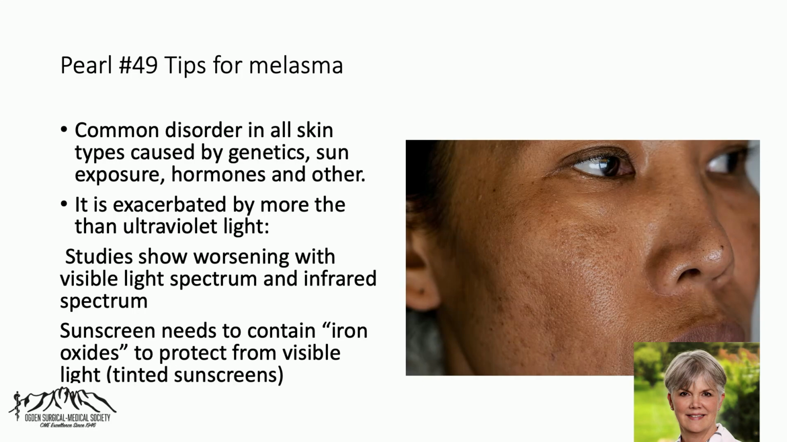Tips for melasma. Melasma, which is common, we always thought of as coming from the sun and hormones, but in fact it also comes from the visible light spectrum and from infrared light. So if you have a very hot job, or if you work in very bright lights, your melasma can get worse even if it's not ultraviolet. At best right now, besides treating them, we tend to tell these patients to buy tinted sunscreens, because there is iron oxide in the tint, and it helps to keep the visible light from penetrating the skin. So it's a quick and easy tip for your melasma patients.